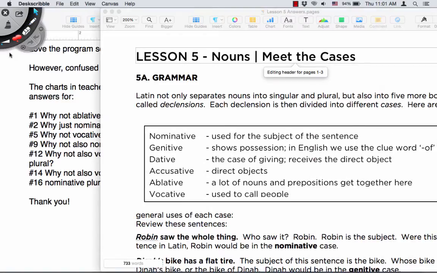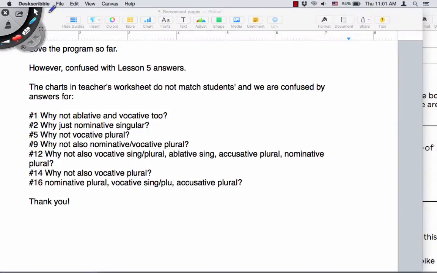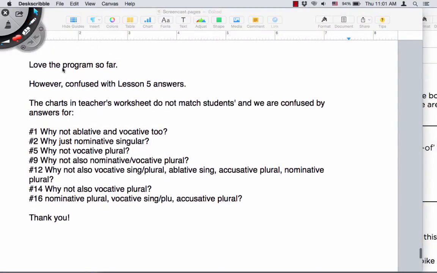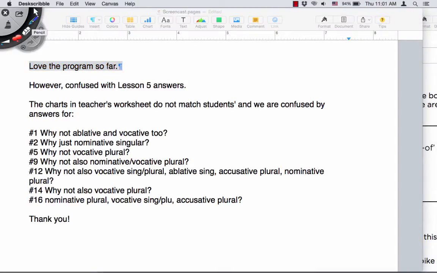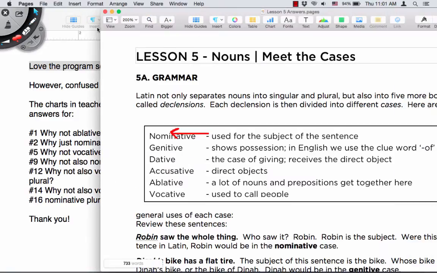In lesson 5, actually, let me start with an email that I received. The email started out with, "Love the program so far," so let's focus on that for a while. This person likes Visual Latin. Remember, let's keep that in mind. I'm messing around. However, "confused with lesson 5 answers. The chart in the teacher's worksheet does not match the students', and we're confused by the answers for number 1. Why not the ablative and vocative too?" So let's see what she's referring to.